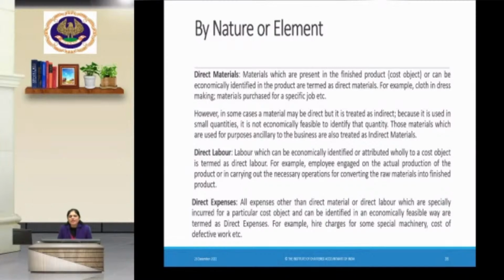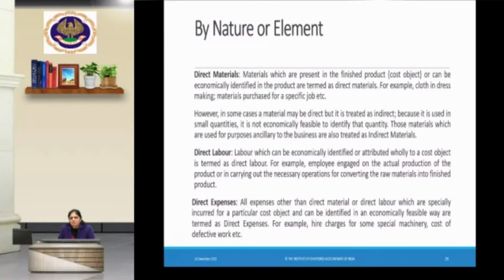Direct labor is, again, the labor which can be identified directly on a cost object. So for this object, I can identify that, okay, 5 laborers must have worked on the products. So the laborers who have worked on the product are my direct labor. All right. Employees engaged on the actual production of the product or carrying out the necessary operations for converting the raw material into finished product. So the laborers who are actually working in the manufacture of the product. For example, the pen, from the raw material, from the plastic to the pen, the laborers who are actually working on them are the direct laborers.